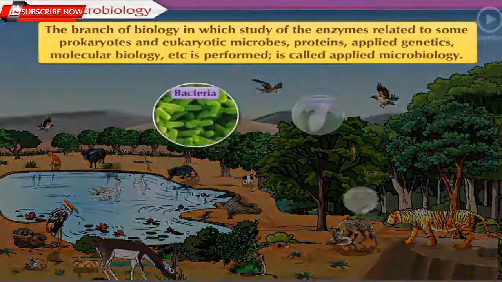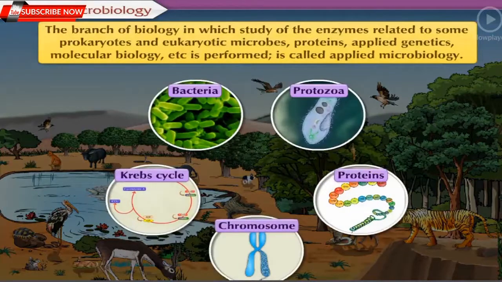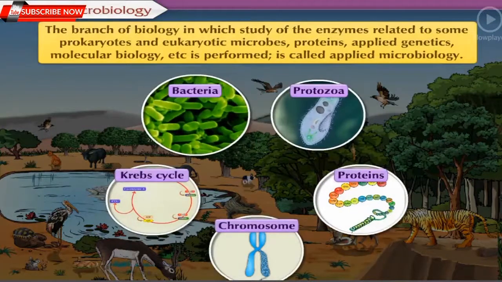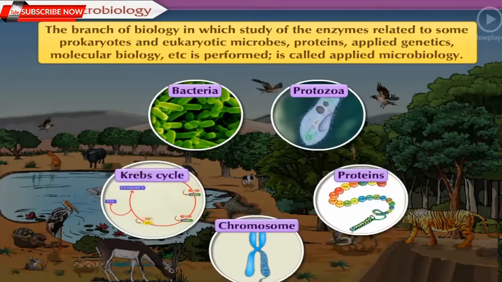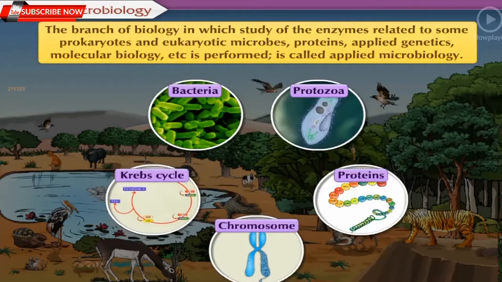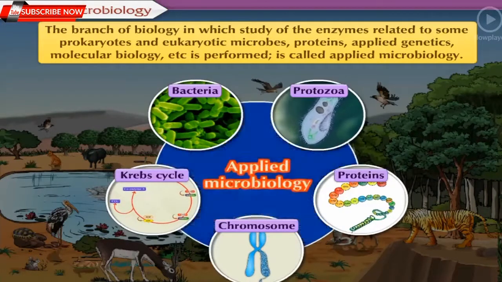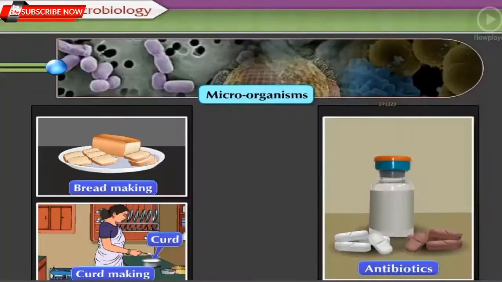Applied Microbiology. The branch of biology in which study of the enzymes related to some prokaryotes and eukaryotic microbes, proteins, applied genetics, molecular biology, etc. is performed, is called applied microbiology. This study is used for the society. Besides, various products like food and medicines are produced on a large scale with the help of microorganisms.